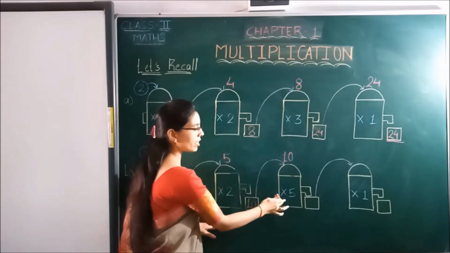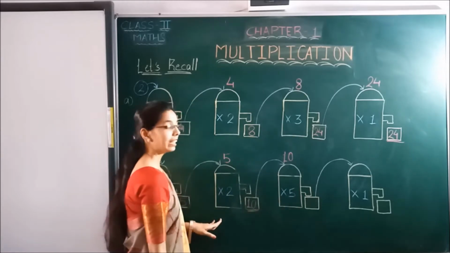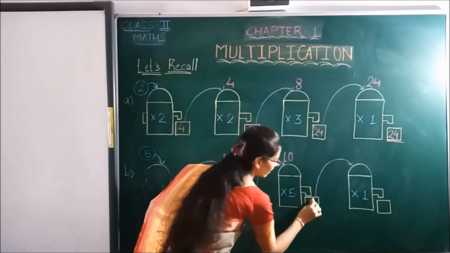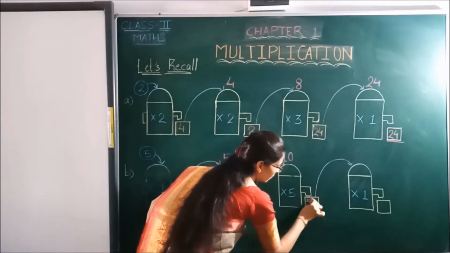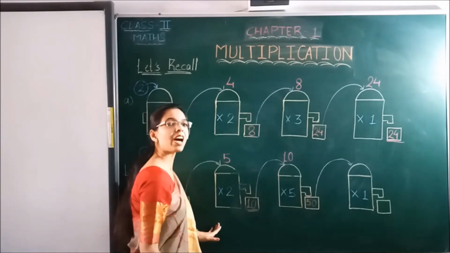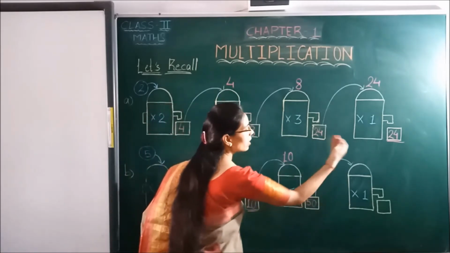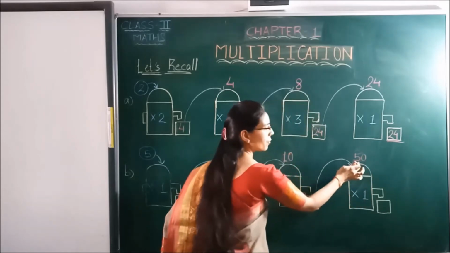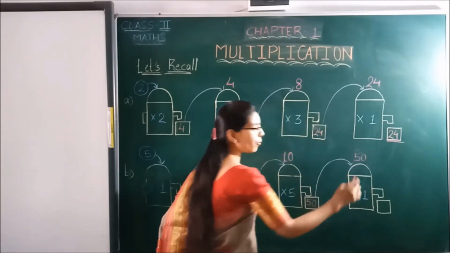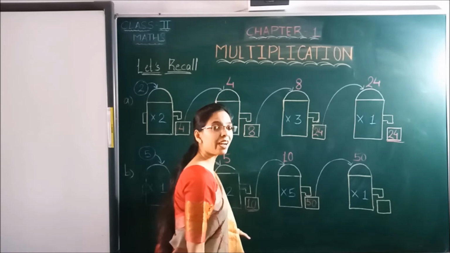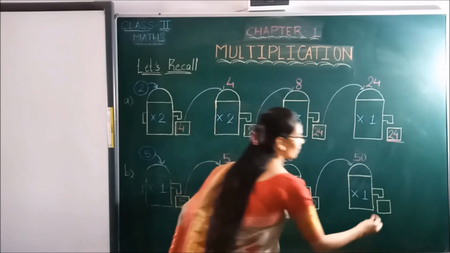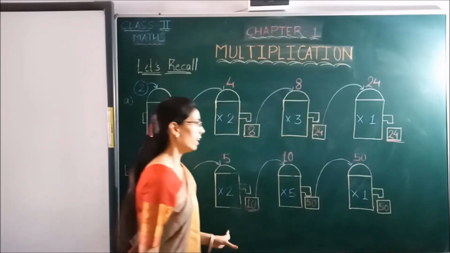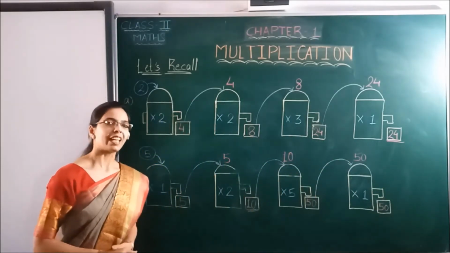Then after multiplication, we will write the answer here. 10 fives are 50. Then this 50 we will write at the top of the next machine. Then 50 multiplied by 1. 50 ones are 50. So our answer is 50. In this way, you will do the next question.